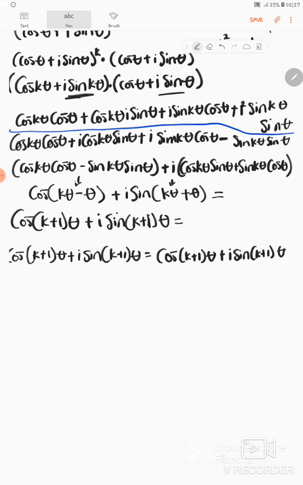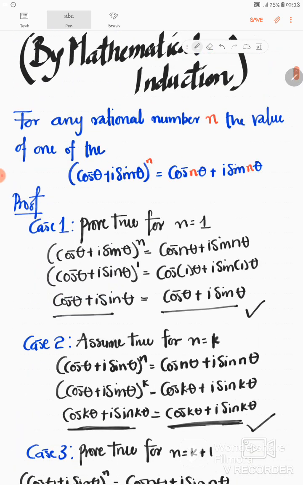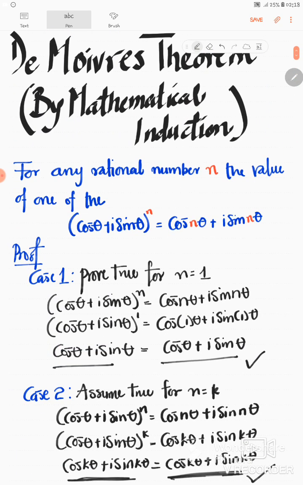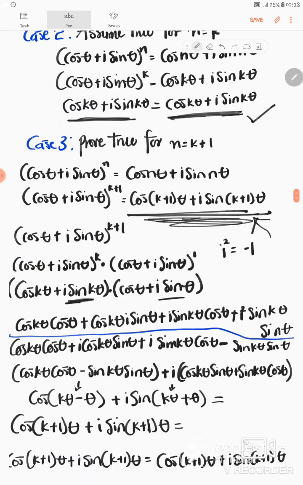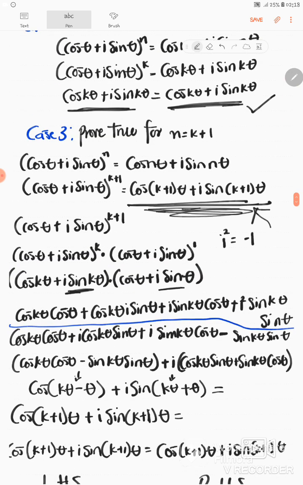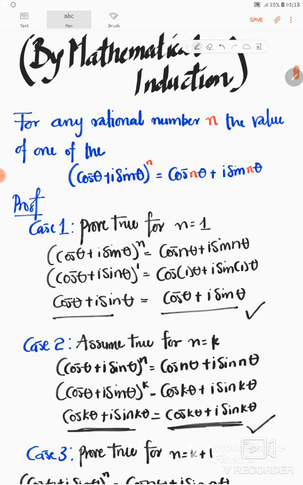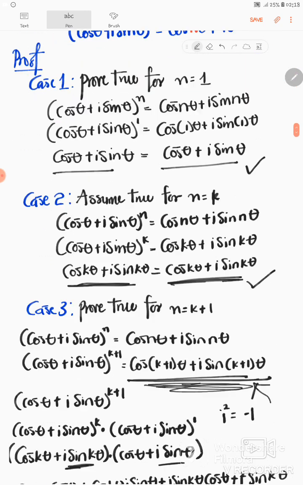Now we can see that the left hand side is also equal to the right hand side. We have tried the first case, proving it correct, the second case correct, and the third case we can see that it's correct. So far the left hand side is equal to the right hand side. I hope this was simple and straightforward.